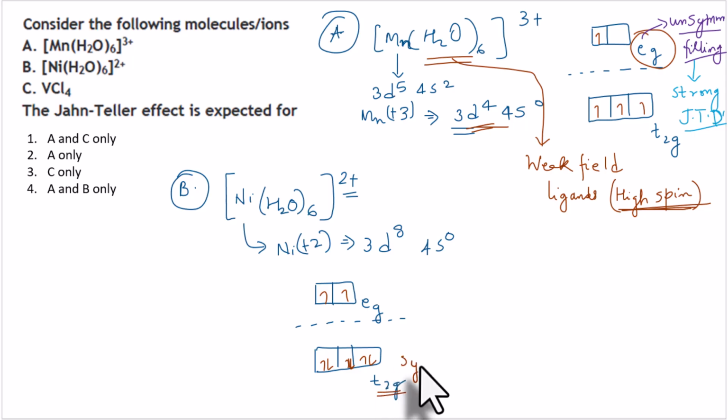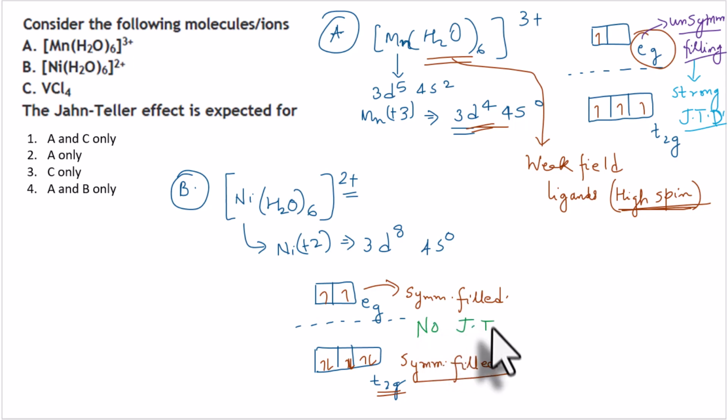So this shows symmetrical filling. All the orbitals are filled, so the t2g orbitals are symmetrically filled. Then in the eg orbitals, we have 2 electrons, one in each orbital. Again, this is symmetrically filled. So both t2g and eg orbitals are symmetrically filled, and that is why there will be no Jahn Teller distortion for this nickel complex.